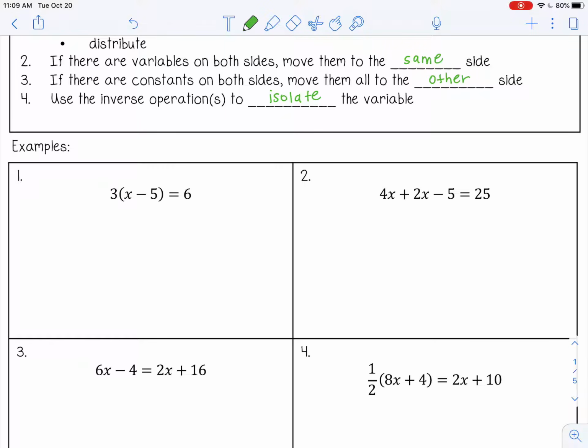So number one, I want to simplify the left side of this equation by distributing first. So 3 times x is 3x. 3 times negative 5 is negative 15. Now we just have a two-step equation. So I want to isolate x, so I want to move that negative 15 first. And I want to use the inverse operation, so I want to add 15 to both sides.